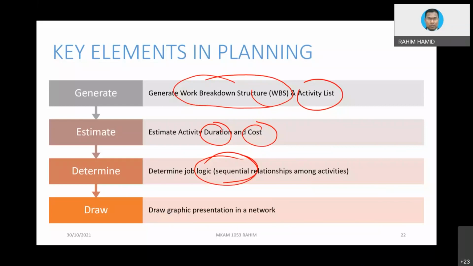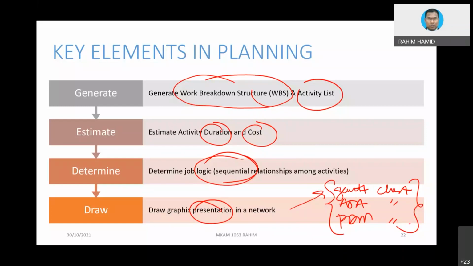Draw graphic representation. Eventually, when you develop your scheduling, the ultimate motive is we are going to put that in graphic form. We can come up with a so-called Gantt chart, and then AOA diagram, and then PDM diagram. All of these are what we call graphic representation. Whatever it is, the end result is the same, except that the way the graphic is shown could have differences because of the nature of that graphic.